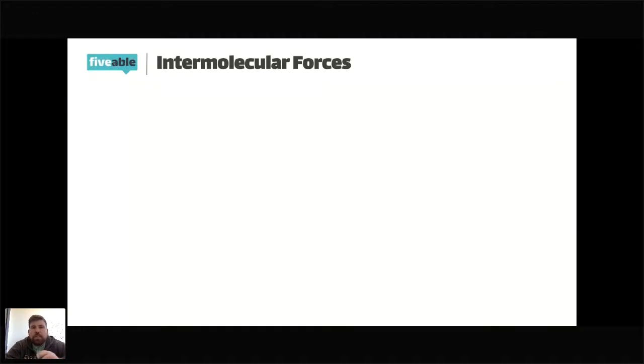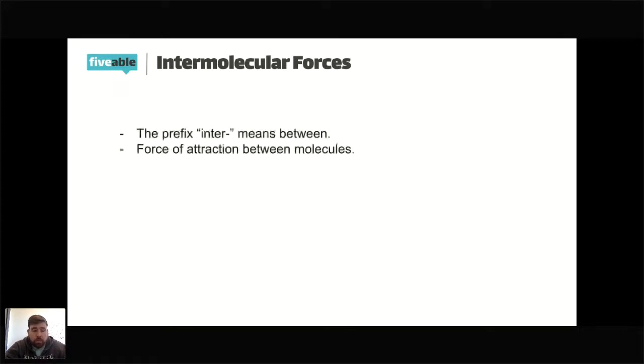So let's look at the word. Let's dissect it a little bit. The prefix inter is referring to between. So when we're looking at an intermolecular force, we're talking about the force of attraction between one molecule and another molecule. Don't forget that when we see the word molecule, we're talking about the smallest subunit of a covalent compound.